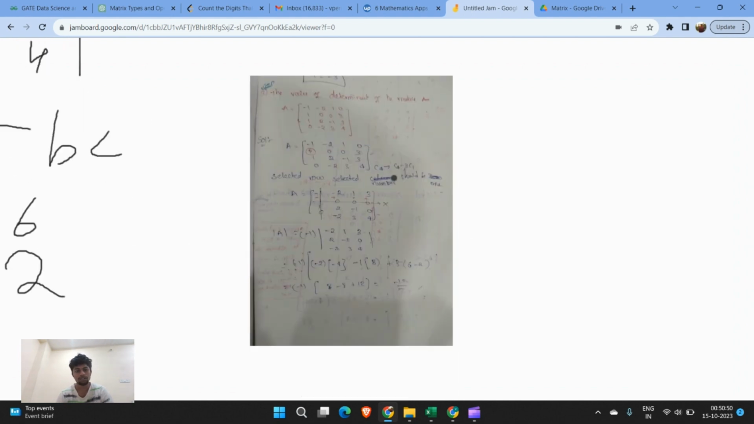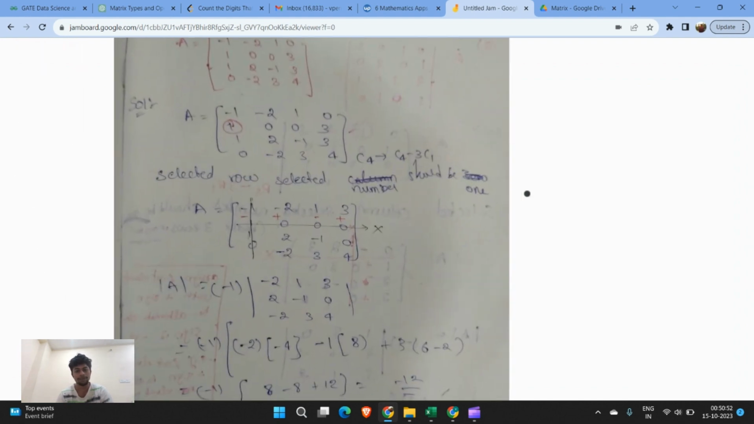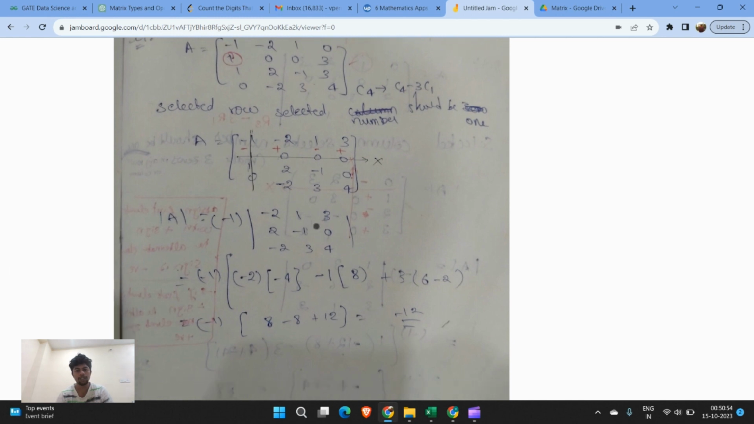In this example, first I'll tell you the 3 by 3 matrix. Don't consider these other things. Just consider this: minus 2, 1, 3, 2, minus 1, 0, minus 2, 3, 4. They'll ask you to find the determinant of this 3 by 3 matrix. So how to find it? First you have to select the first element of the first row, that is minus 2. And there is one thing: that is nothing but minors and cofactors. Those things you have to understand.